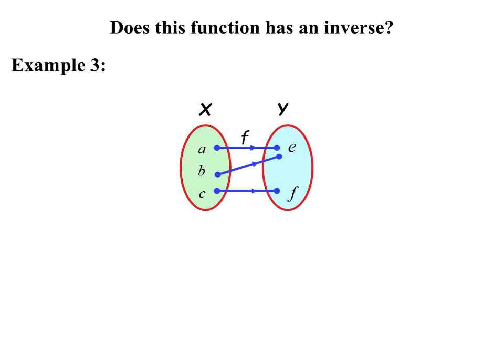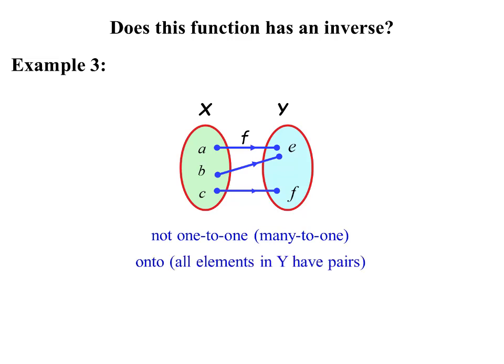Next let's look at example 3. This is a many-to-one function, because two domain elements share the same range element. It is not a one-to-one function, but it is an onto function, because all the elements in set y have pairing. This means the function has no inverse.